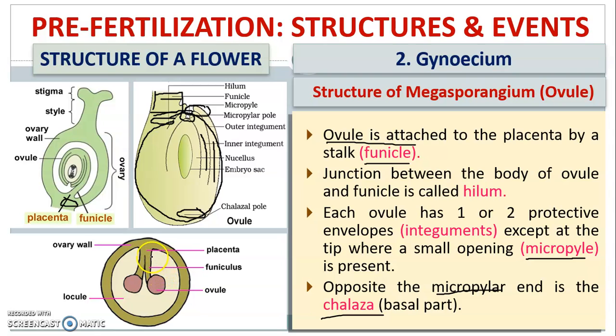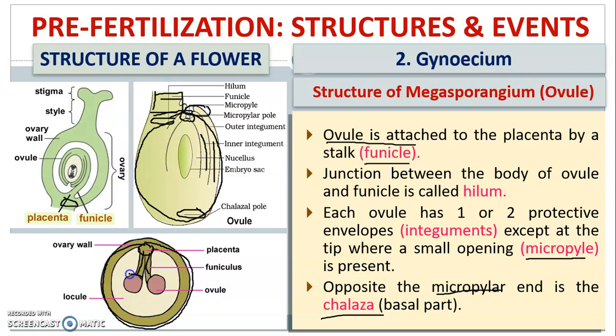In this diagram, you can see that this is the ovary wall, right? This is the ovary wall, and here is the placenta. Now, this placenta, as I told you, is joined with the funicle. So this diagram is showing two ovules per ovary, right? This is the multi-carpellary condition. So two ovules per ovary.